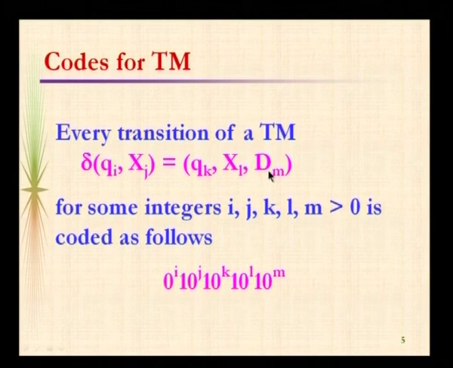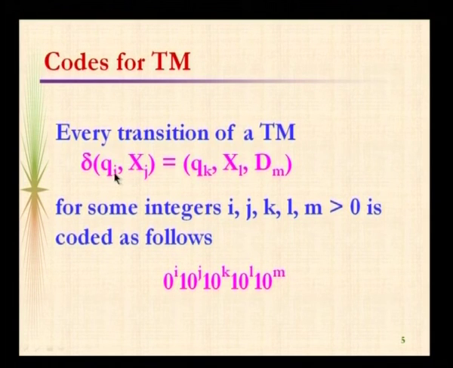We assume there are some number of directions available. So, here we say that it is going to be the mth direction from the list of directions given in the Turing machine. So, this is the transition, and now the question is how this will be described in terms of some integer.